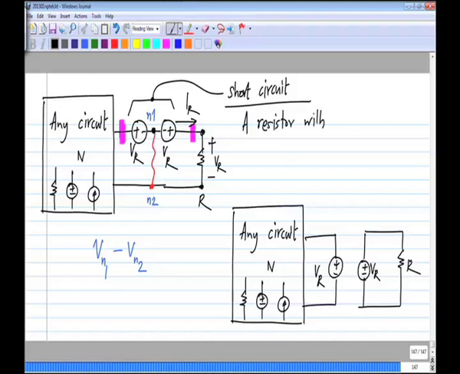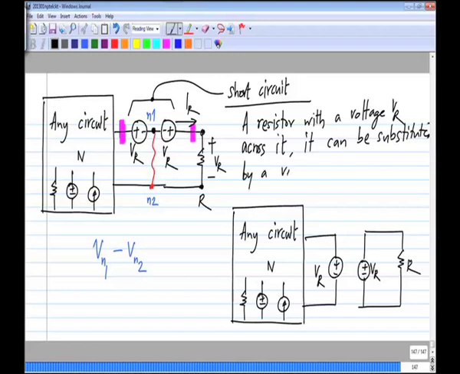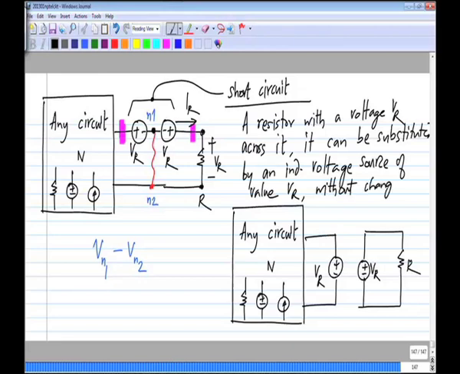If you have a resistor with a voltage VR across it, it can be substituted by an independent voltage source of value VR without changing the circuit solution. Okay. Is this fine? So this is another variant of the substitution theorem.